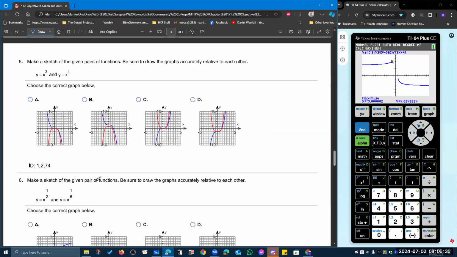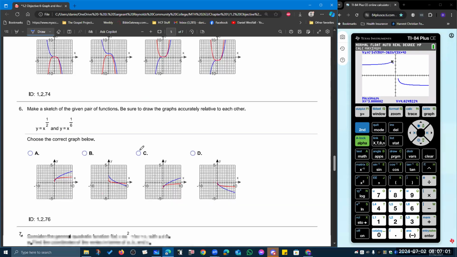Let's keep going here. Make a sketch of the given pairs of functions. Be sure to draw the graphs accurately relative to each other. So y equals x cubed, y equals x to the fourth. So x cubed is going to rise to the right. X to the fourth is going to open up. They both are going to go through 0, 0. So that's C.